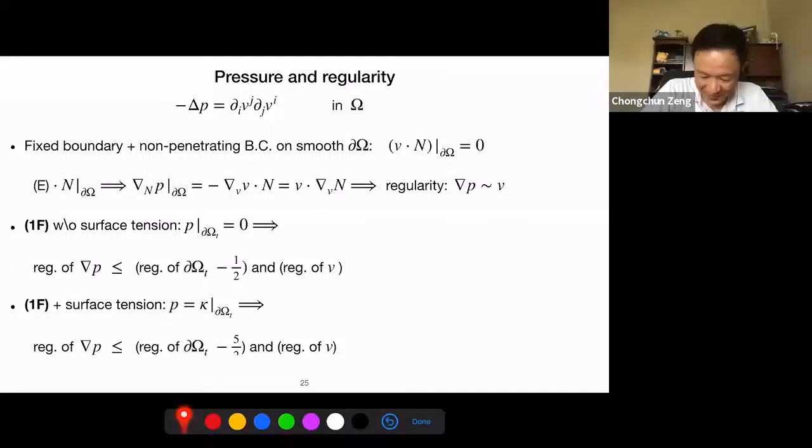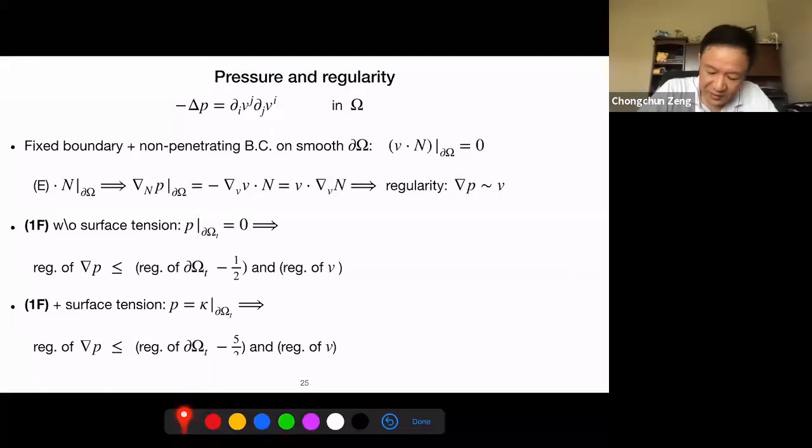Okay, so we continue with the analysis of the free boundary problem. I gave a little bit of the background just a moment ago, and I will mainly focus on the one fluid case. The first thing is to do some very simple calculation and understand the pressure and the role of the pressure in the problem.